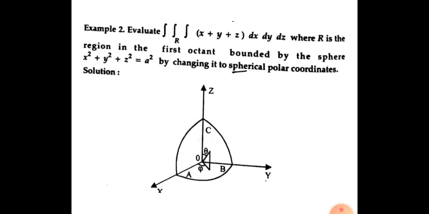Okay, let us take a problem. Evaluate the triple integral of x plus y plus z dx dy dz, where R is the region in the first octant bounded by the sphere x square plus y square plus z square is equal to a square, by changing it to spherical polar coordinates.